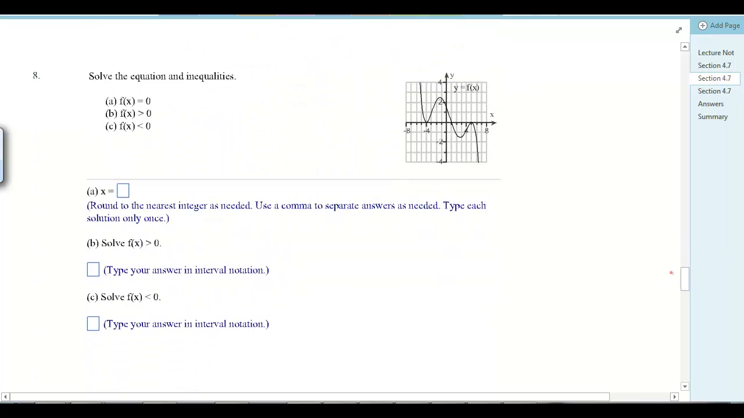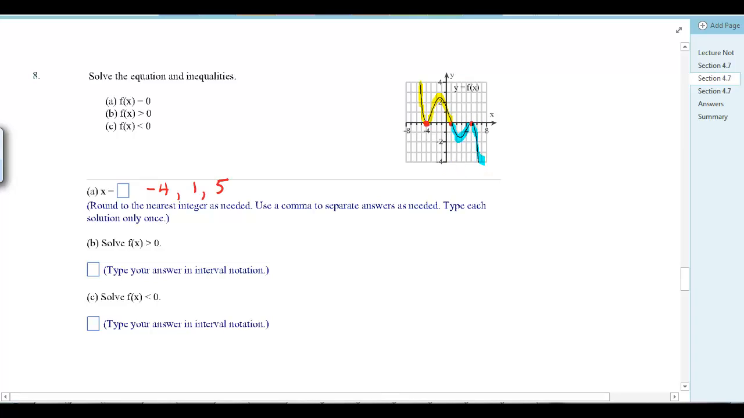Now, same thing on number 8. Where are the x-intercepts? We have one at negative 4, at 1, and at 5, it looks like. So negative 4, comma 1, comma 5. And then where is it greater than 0? That's a piece that's above, and that's a piece that's above. Where is it below is going to be this piece and this piece.